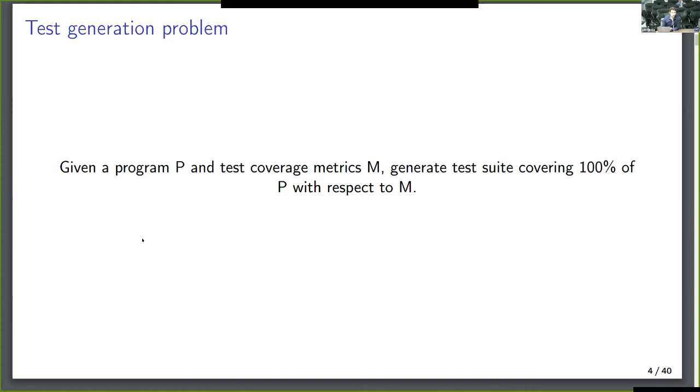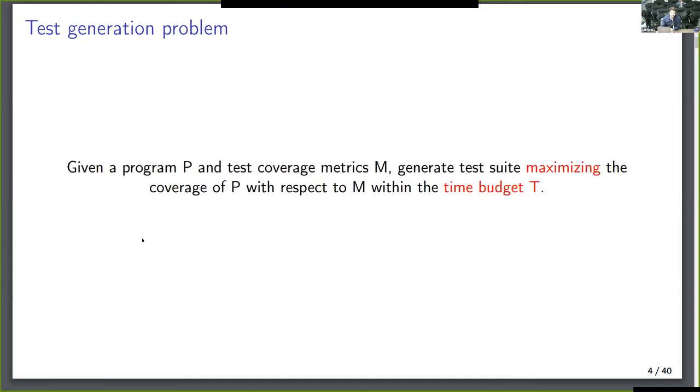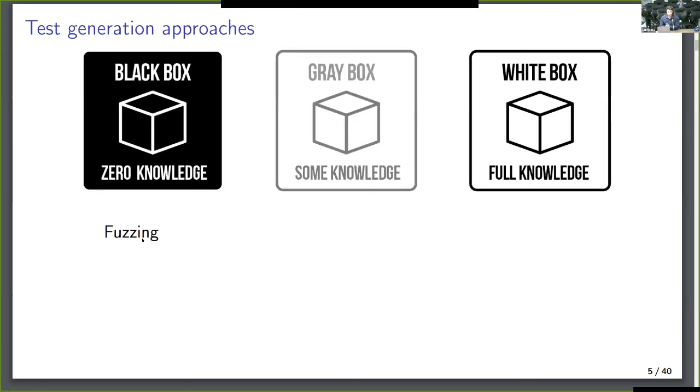Here we are given all the time in the universe. The more realistic statement is: we're given a program, we're given a metric, and we should maximize the coverage of the code within some time limits. Now, this is a formally stated problem, and we have some approaches already for this problem. Usually we classify them in three categories. The first one is, so this is black box, gray box, and white box approaches.